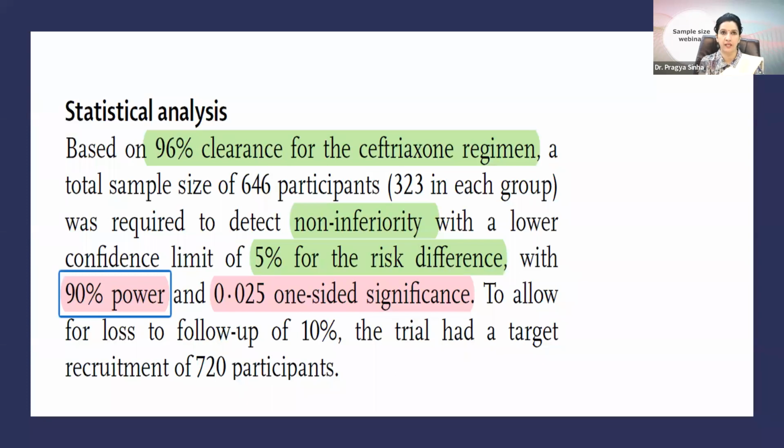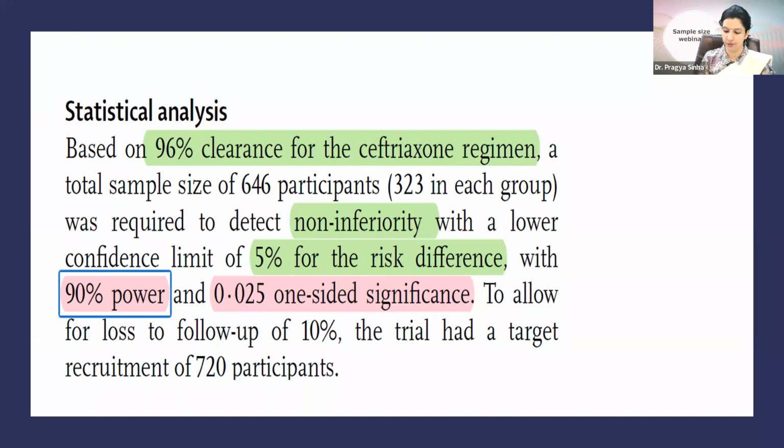They are saying that based on 96% clearance for the ceftriaxone regimen, a total sample of 646 participants was required to detect non-inferiority with a lower confidence limit of 5% for the risk difference, with 95%, 90% power, and they have kept the alpha error as 2.5%. They have also accounted for loss to follow up.